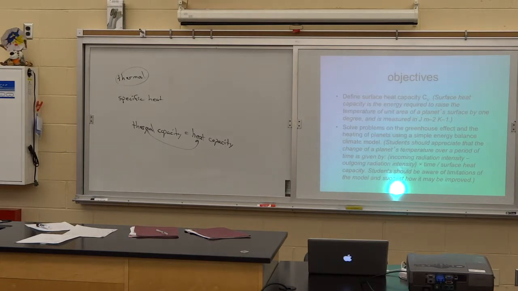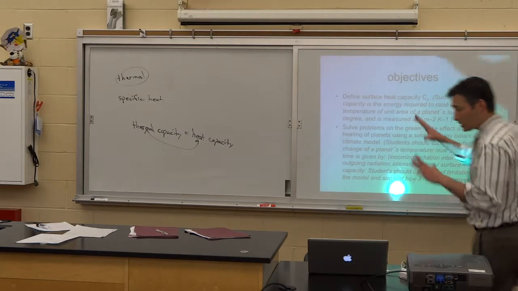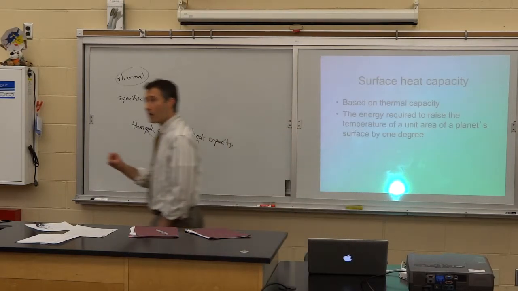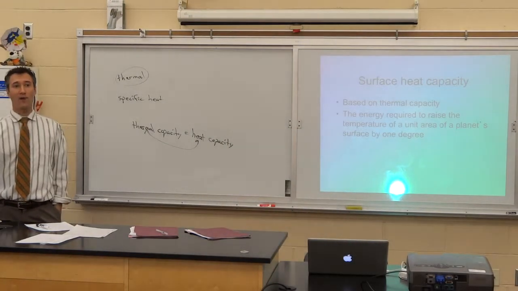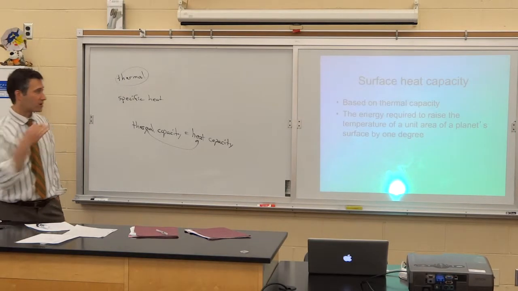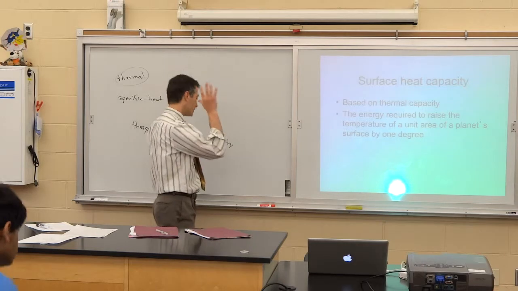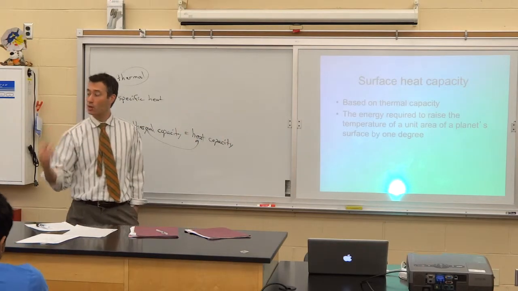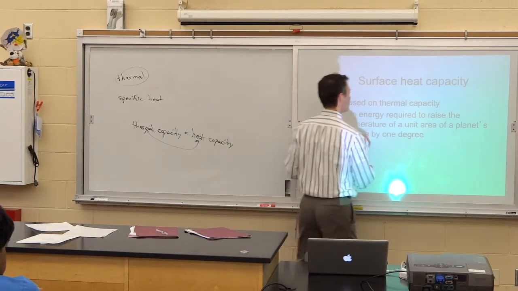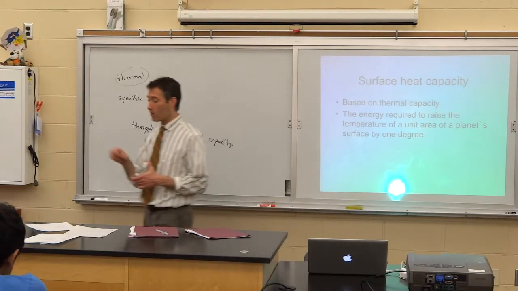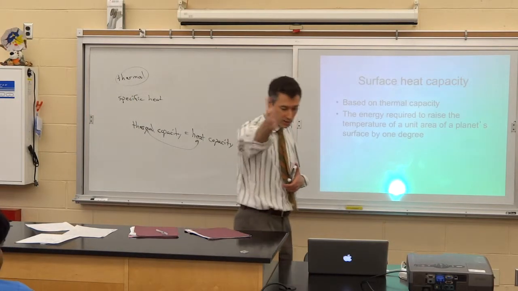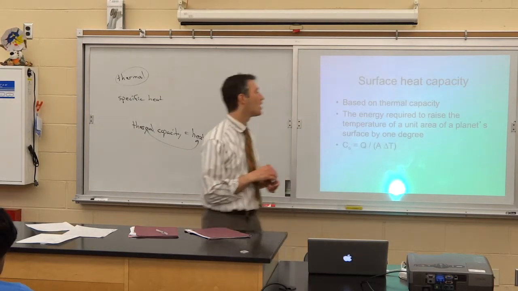All right, so surface heat capacity is based on thermal capacity. It is the energy required to raise the temperature of a unit area of a planet. So it has nothing to do with mass, but it's the thermal capacity per unit area. The energy required to raise the unit area of a planet's surface temperature by 1 degree, 1 degree Celsius, 1 degree Kelvin, whatever.